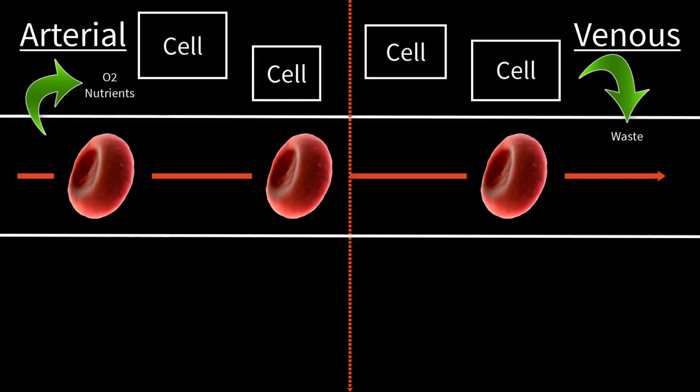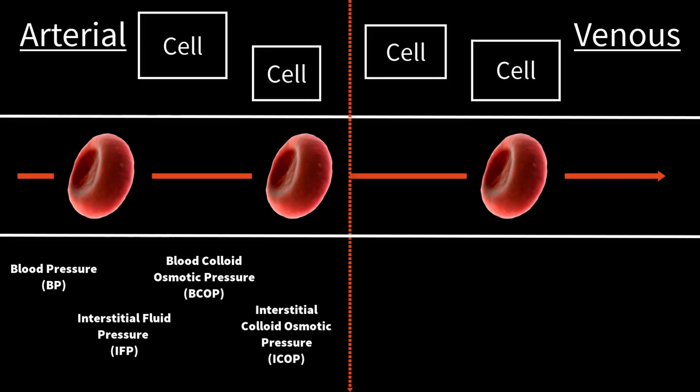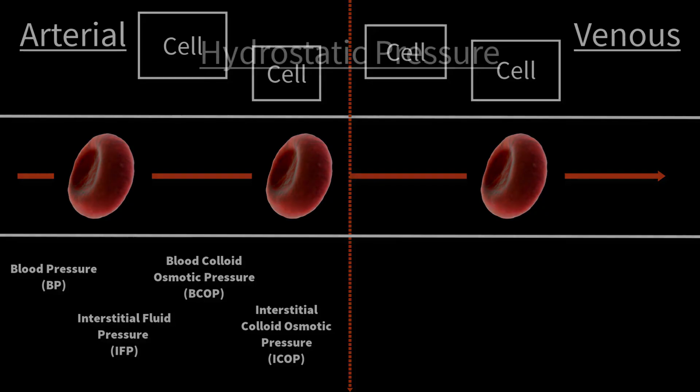Now, in order to move those substances, oxygen, nutrients, waste, there have to be forces acting on them. In the capillary, there are four main forces that drive fluid movement across the blood vessel wall and into or away from the cells. Those pressures are blood pressure, interstitial fluid pressure, blood colloid osmotic pressure, or BCOP, and interstitial colloid osmotic pressure, or ICOP. The first two pressures involve a pressure called hydrostatic pressure. Hydrostatic pressure exists when you have fluid inside of a container.